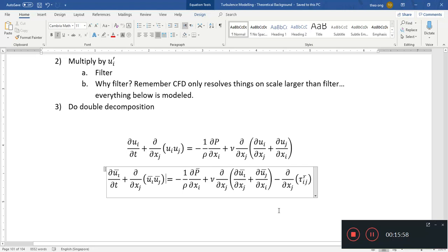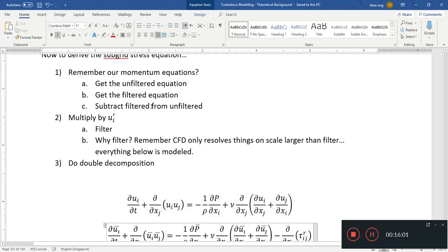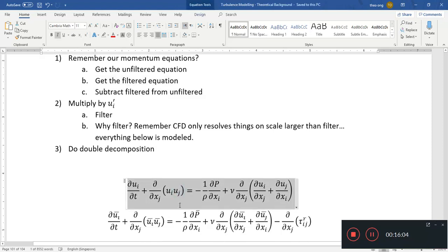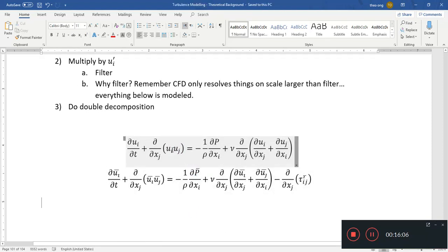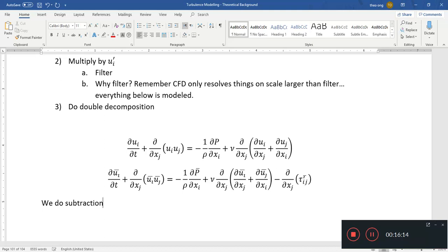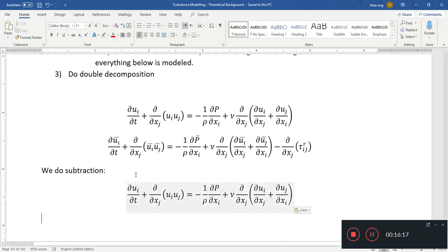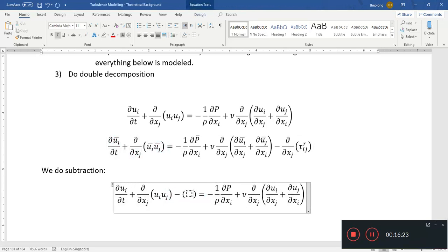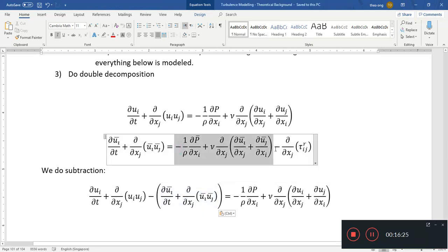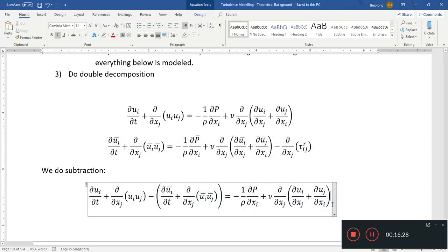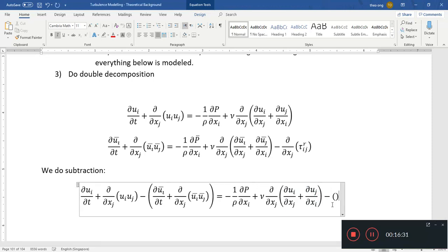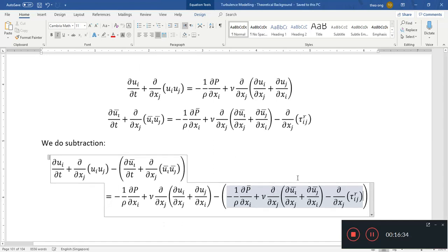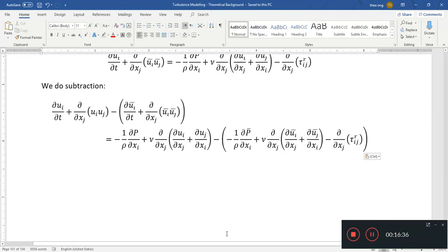And the idea is to get the unfiltered equation, which is this, then get the filtered equation, then we subtract. So we do subtraction. I will subtract the right hand side here. I'll put it here. Subtract this. I'll put it here. All right, so that's the first part.